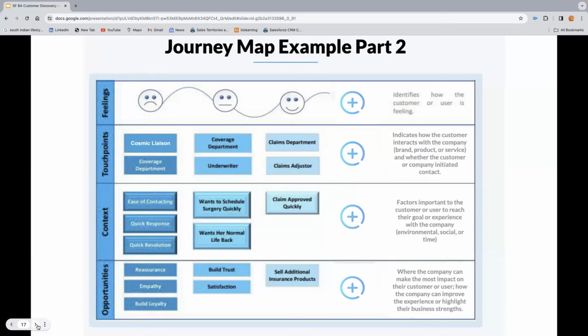Want to schedule surgery quickly? Want her normal life back? Claim approved quickly? These are factors important to the customers or user to reach their goal or experience with the company: environmental, social, or time. Reassurance, empathy, build loyalty, build trust and satisfaction. So additional insurance product is where the company can make the most impact on their customers or user, and how the company can improve the experience or highlight their business strength.